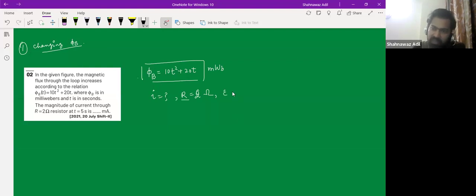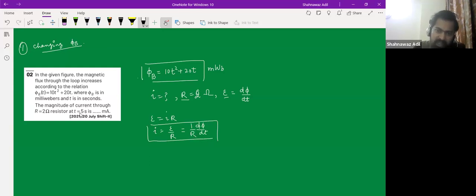We can calculate this, let's forget about the minus sign for now. This is d phi by dt, this is the EMF, and we know the relation: voltage is IR. So we can calculate this I, let me write it in small letters. This would be simply E by R. So E is d phi by dt, and then we have 1 by R. So this would be the current, right? And we have to find out the current at t equal to 5 seconds, in milliampere. So this is a very simple question, right?